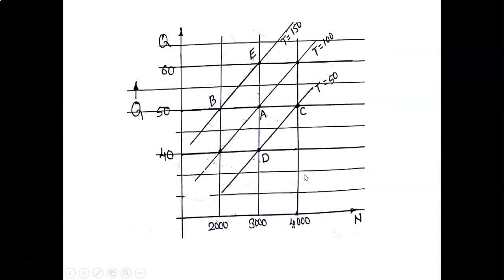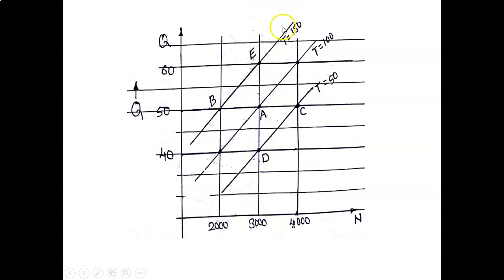Now, how do we read these graphs? On the y-axis, Q is there, the change in fuel flow. It has values 40, 50, and 60. 50 is the Q mean or Q constant, that is, line BC is the constant fuel flow line. Similarly, on the x-axis, speed is there. Three different speeds are there: 2000 rpm, 3000 rpm and 4000 rpm. Therefore, 3000 is the mean speed, and this vertical line ED is the constant speed line.